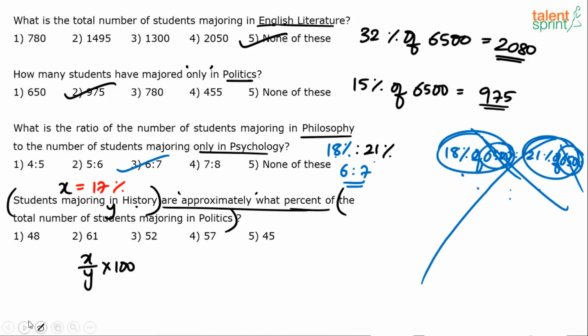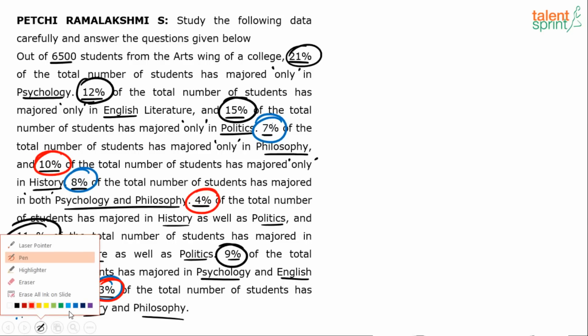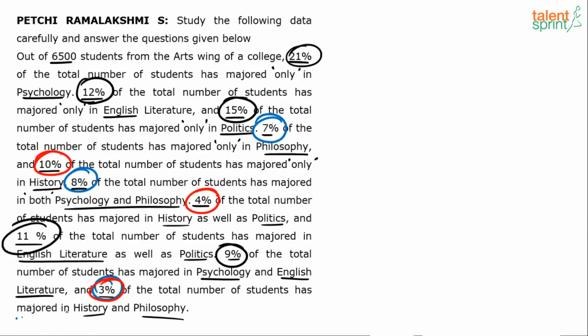Politics. Let me do politics in green. Let me find out numbers of politics in green. So politics is what? 15% here total, only politics. Then in combinations we have politics, this 4%. Remember, this 4% will go for history as well as for politics. So you have to consider it in both the places. Doesn't mean that because 4% is already taken for history, we should not take it for politics. The same 4% guys will be counted twice. Once in history, once in politics. So 4% here in politics.